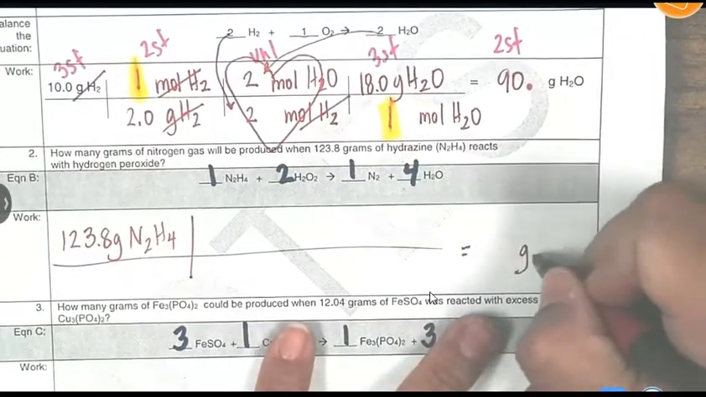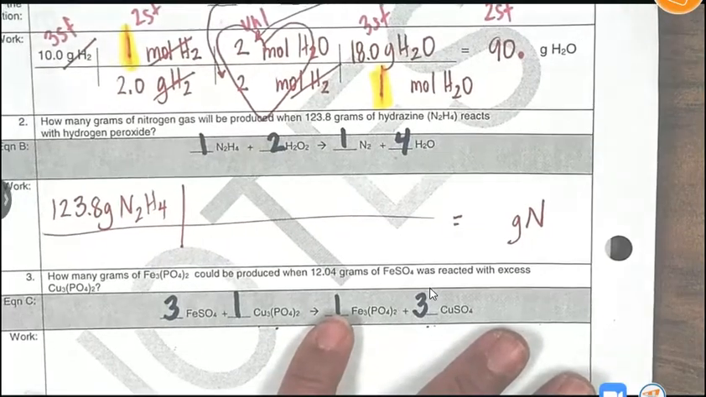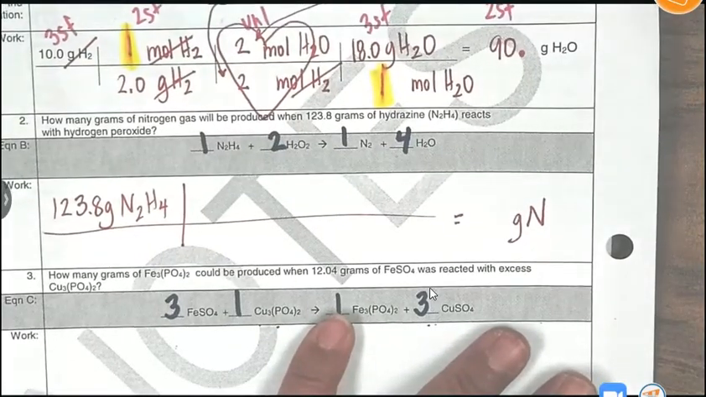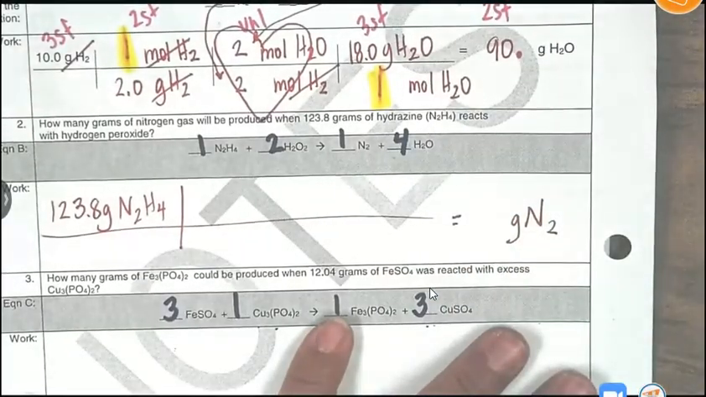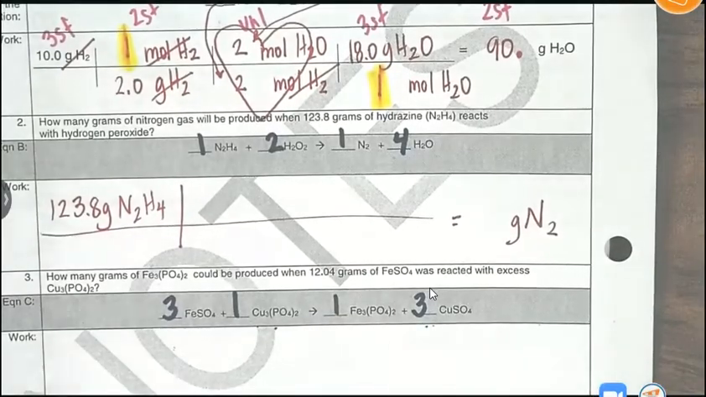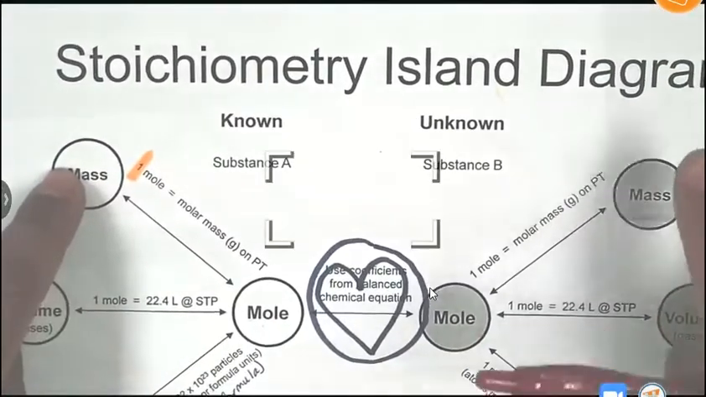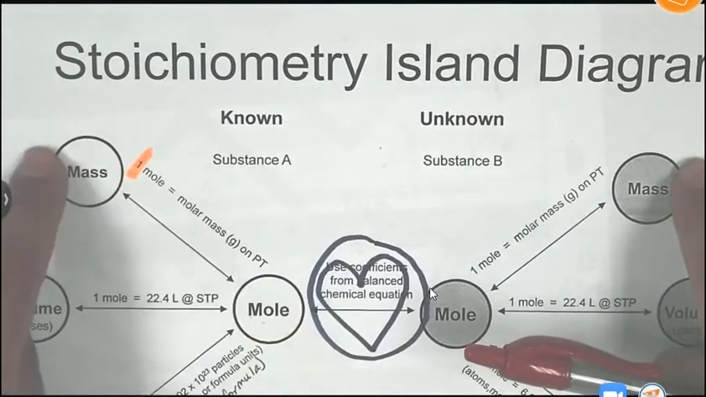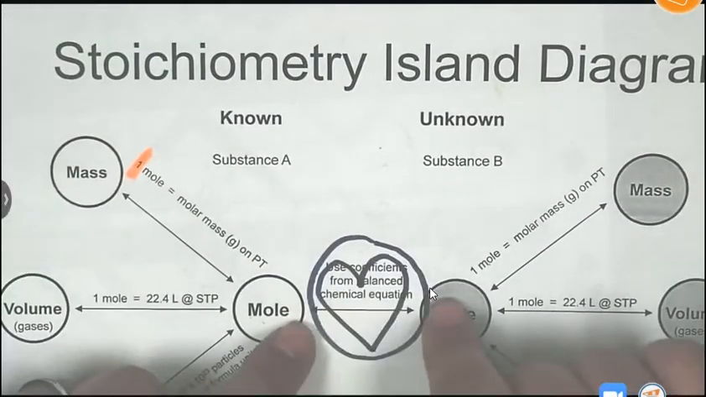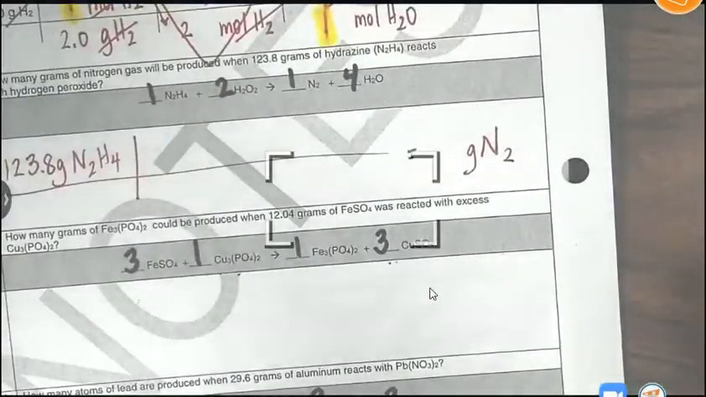So what if I accidentally just put grams of N? Looking at the balanced equation, there's nothing that's just N. So I probably wrote it wrong. It's N2, which is this one. It's a diatomic when it's by itself. So very similar to problem 1. I'm going from grams of one substance to grams of a completely different substance. So I got to use the molar mass of the given. Then I have to go from mole to mole using the mole ratio, and then from moles to mass using the molar mass on the periodic table.